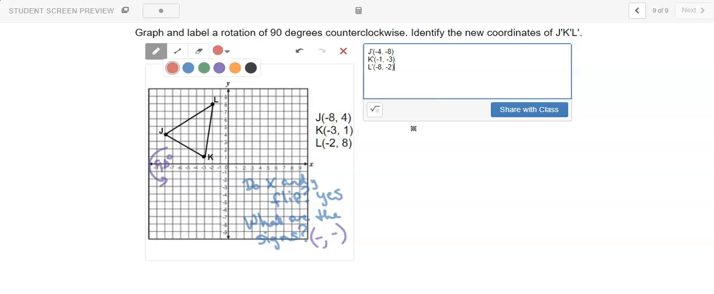So if I graph it, I'll have J at -4, -8. So it'll be down here. K will be at -1, -3. And L will be at -8 and -2. So it's actually going to be on top of this arrow right here. And then I'm going to connect them. So make sure that you flipped your x and y, because otherwise it will look like your picture's not turned correctly. So it will turn the whole thing.